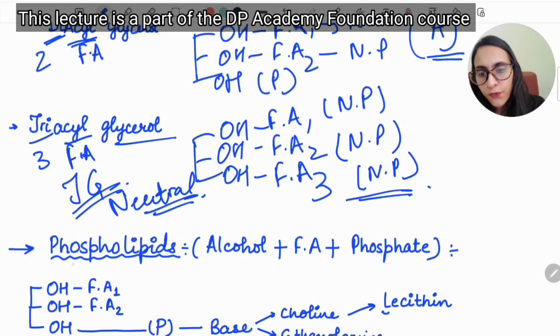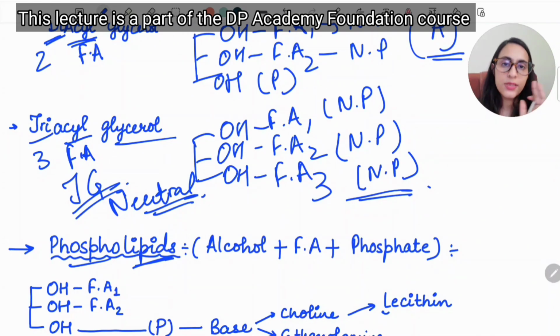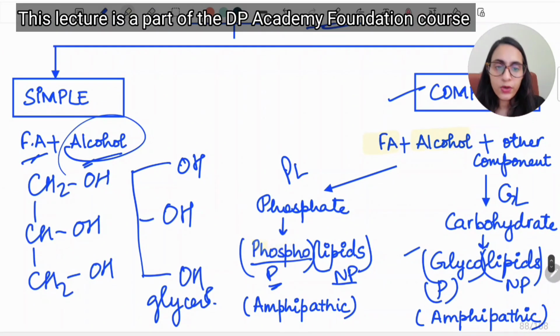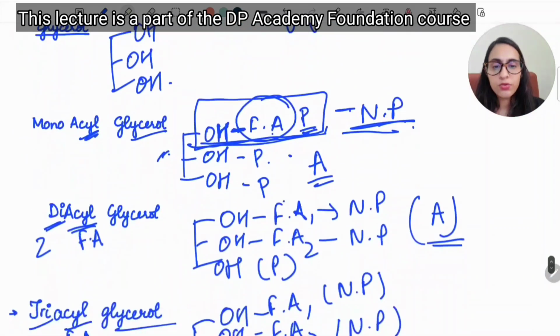Now coming to the structure, phospholipids. This is a complex. Now up till now, these are the simple lipids. Now talking about the complex lipid. In complex lipid, if a phosphate group is attached to the lipid, it is known as phospholipid. If a carbohydrate group is attached to a lipid, it is known as glycolipid. Now if you recall, the phospholipid and the glycolipid, these are the 2 complex lipids.